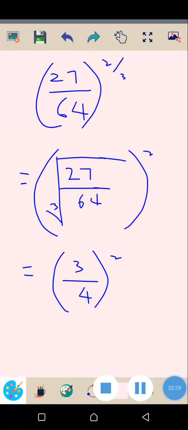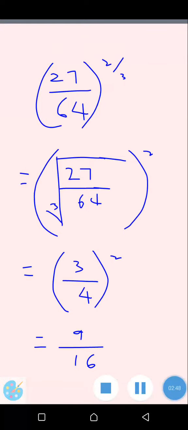Then we need to solve this further. 3 raised to power 2 is 3 times 3, which is 9. 4 raised to power 2 is 4 times 4, which is 16. So the final answer then gives us 9 over 16. The final answer is 9 over 16. So let's take a look at another example.